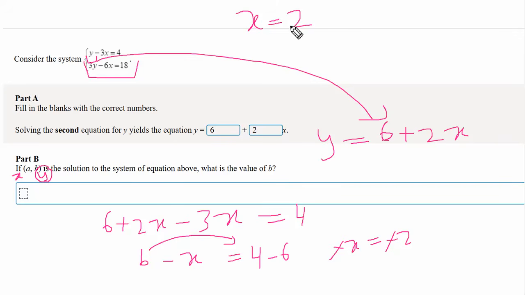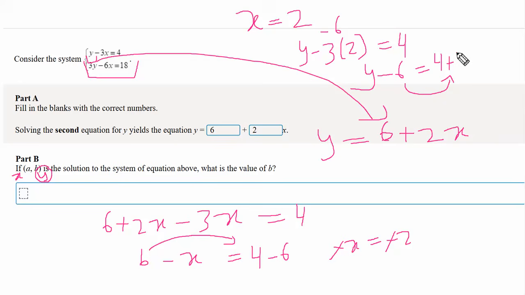So we'll replace the x by 2: y minus 3 times 2 is equal to 4. Y minus 6 equals 4. Let me write it in a more proper way so you don't get confused. Y minus 6 is equal to 4. You take this to the other side and you make it plus 6. What is y? Y is equal to 10. Okay, this is how you'll get this answer.